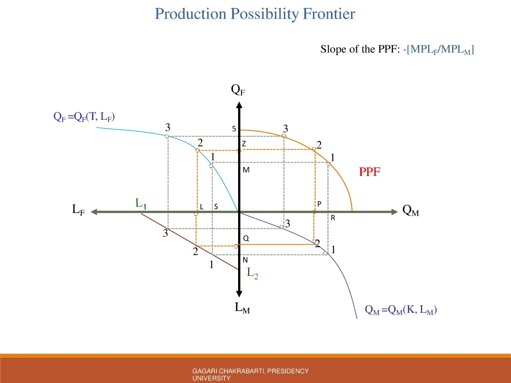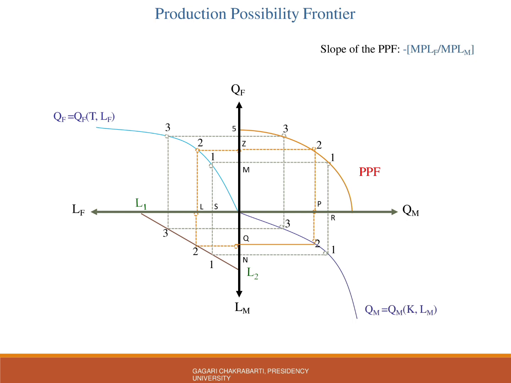Similarly, if we start from point L1 on the labor endowment constraint line, then the entire amount of labor will be used in the food producing sector, so that we can read from the QF line that the country will be producing at a point say 5, which is the maximum amount of food that the country can produce. So this point 5 therefore is the extreme point on the PPF. So this is the maximum amount of food that the country can produce.